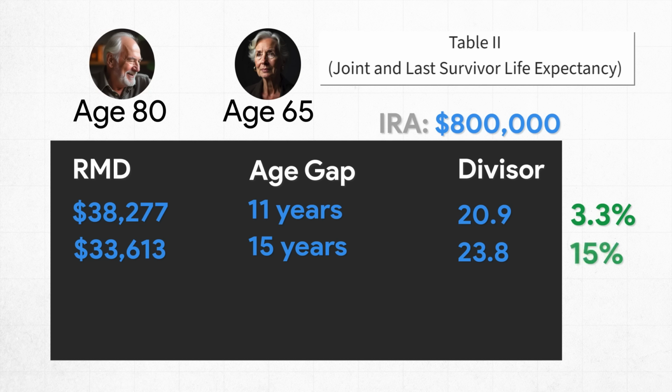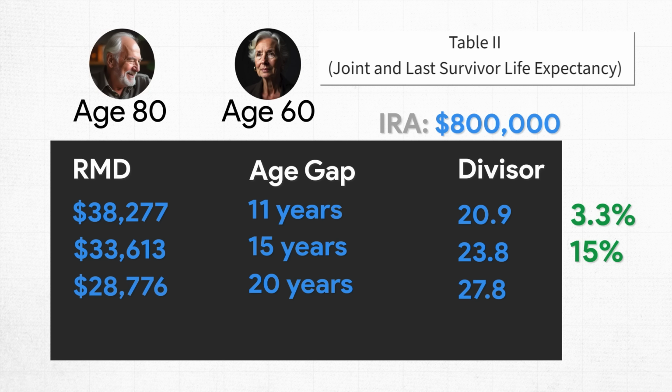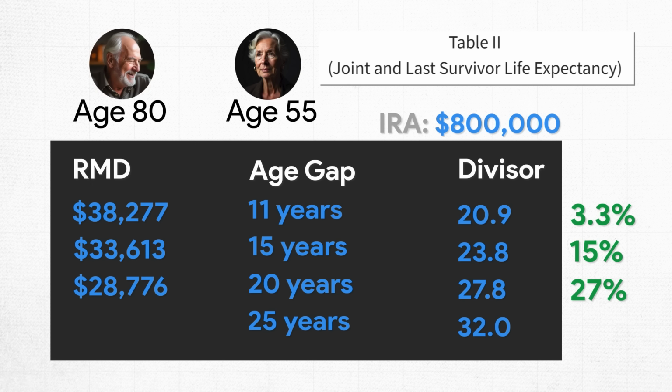roughly a 15% reduction. With a spouse who's 20 years younger, age 60, as we previously did in the example, the divisor was 27.8, cutting the RMD to about $29,000, giving us this 27% reduction. And with a spouse who's 25 years younger, currently age 55, the divisor stretches to 32, dropping the RMD to exactly $25,000, a nearly 37% reduction compared to the standard rule.